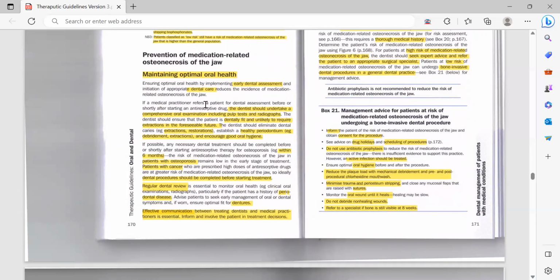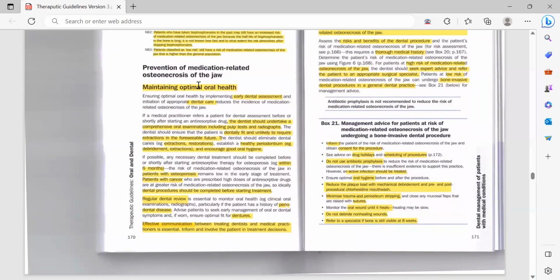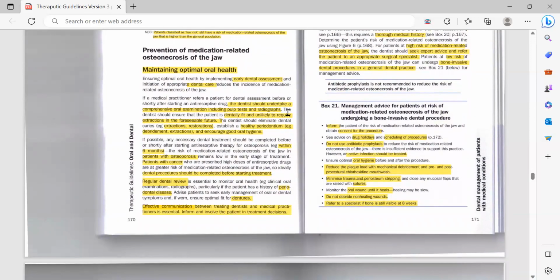If a medical practitioner refers a patient for dental, because before starting this medication, the medical practitioner generally refers the patient to the dentist to get their teeth treatment done, because otherwise there would be more complications. So in that appointment, the dentist should undertake a comprehensive oral examination including pulp tests and the radiographs. The dentist should ensure that the patient is dentally fit and unlikely to require any extractions in the foreseeable future.